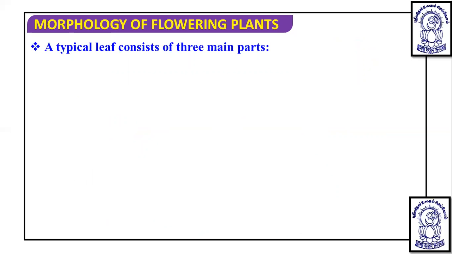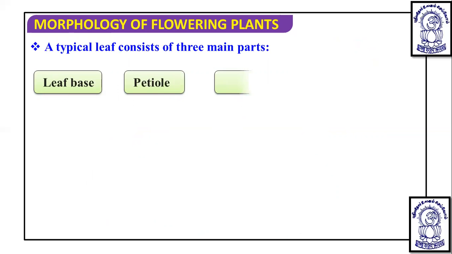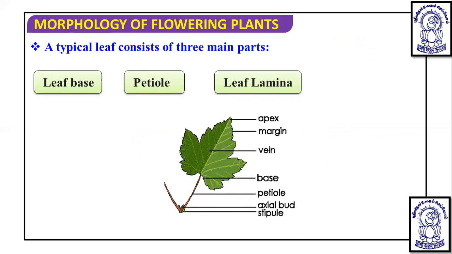If we talk about the typical leaf, as we have seen in the previous slide, it consists of three main parts: one is the leaf base, another is the petiole, and another is the leaf lamina or leaf blade. You can see in this leaf that there is a leaf base, this is the axillary bud, and this is the petiole, and the veins are there, marginal. So this is the leaf lamina. This is a petiole, and the point through which it is attached to the stem is known as the leaf base.